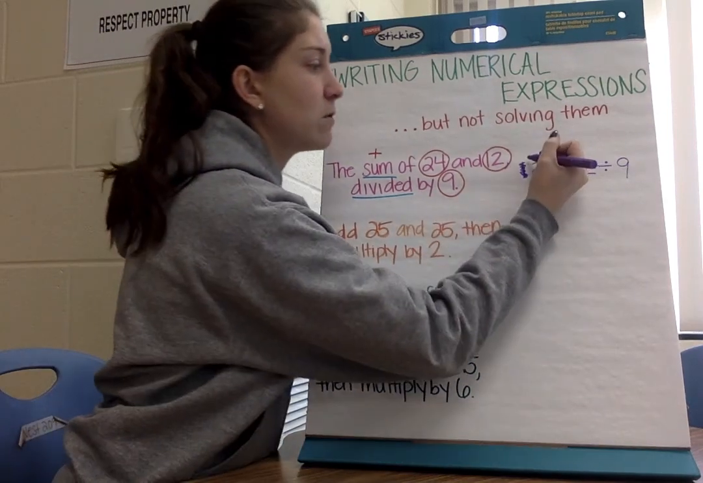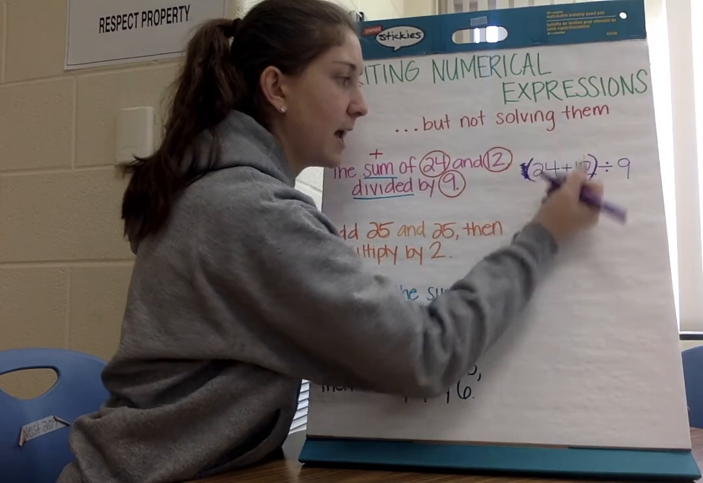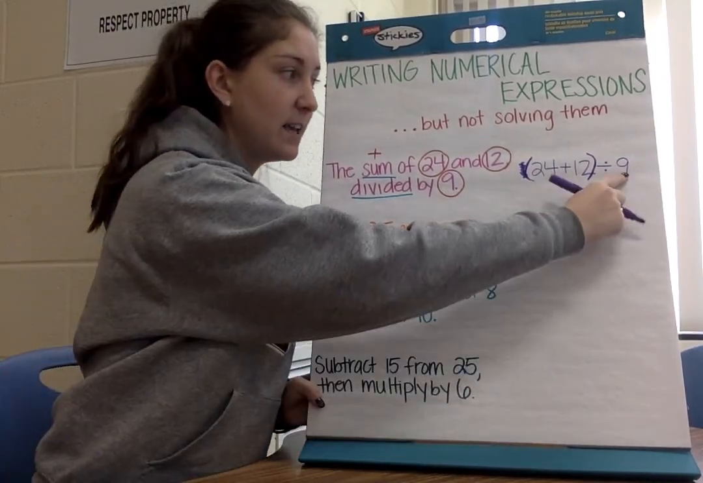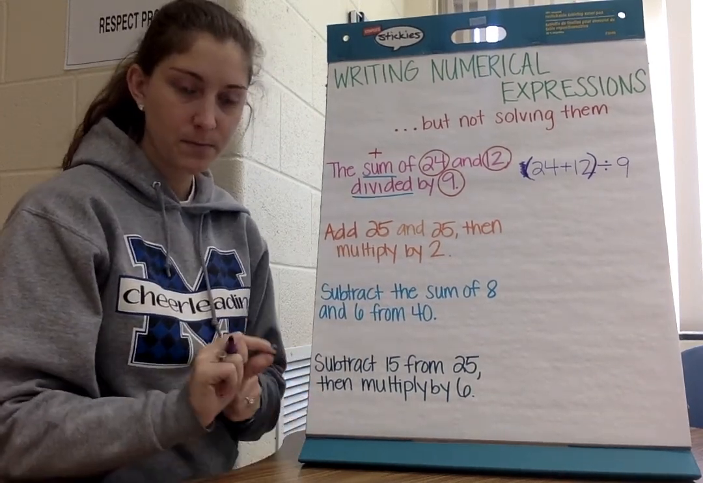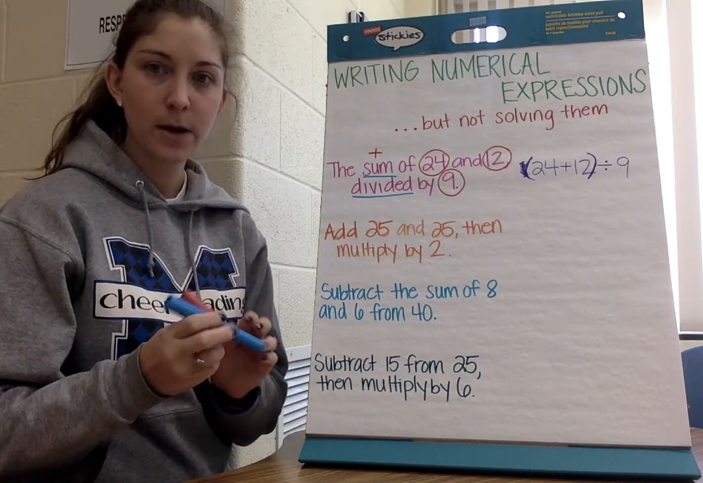Around 24 and 12, I need to add a set of parentheses that help me to know that that is what I need to do first, and then divide by 9 just to match my equation. Okay? Alright, next one. Same thing, I'm going to use my blue and my red again.